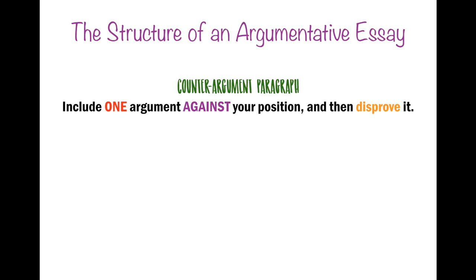Then, and this is often a confusing part of an argumentative essay, the next paragraph should be what's called a counter-argument paragraph. And that paragraph includes one argument against your position, and then you disprove it. So when we say one argument against your position, you put forward a reason why people might disagree with you. Let's have a look at the example. It might become a little bit clearer.